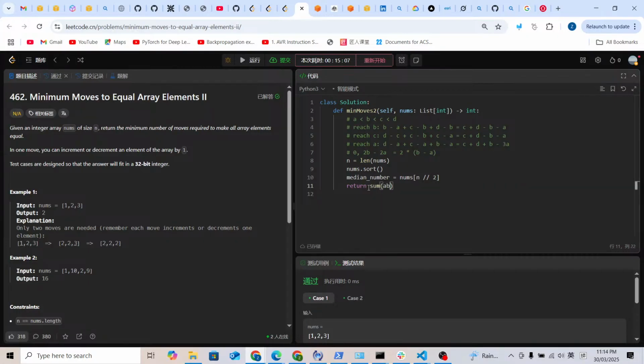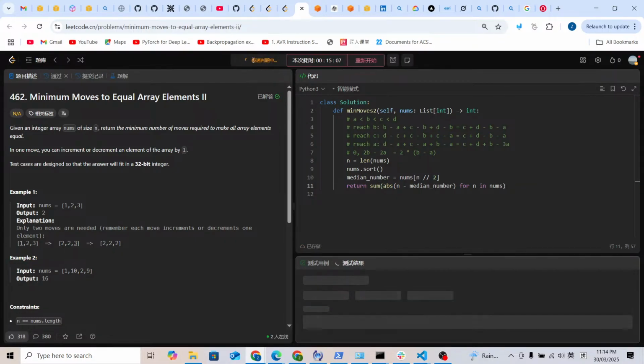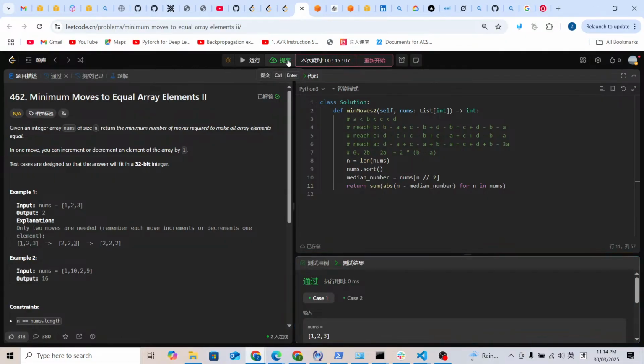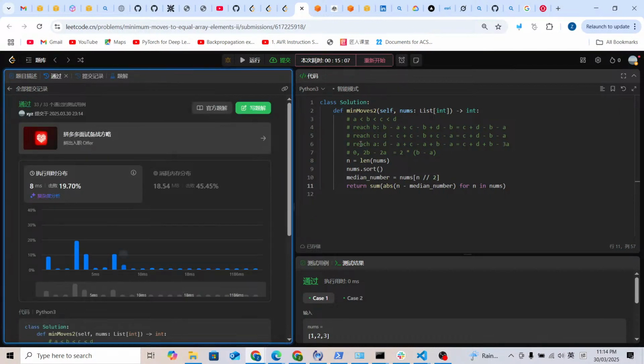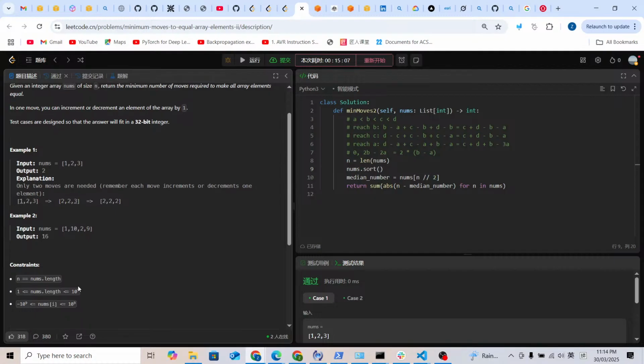the final result. So the sum of the absolute value of any number n minus the medium number, for this number inside of the nums. So this is going to be the final answer. As you can see, the coding is going to be much easier than you expected. And let me just submit it to prove that it works. Yeah, as you can see, it works and it's pretty fast, and the time complexity is n log n, because here we just use a sorting to solve the problem. And n is 10 to the power 5.